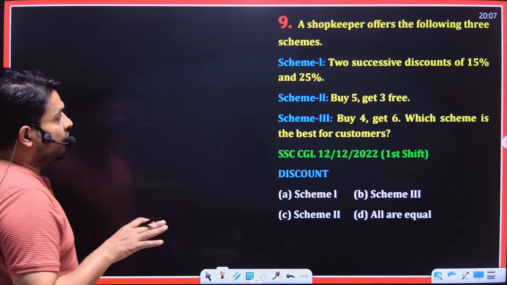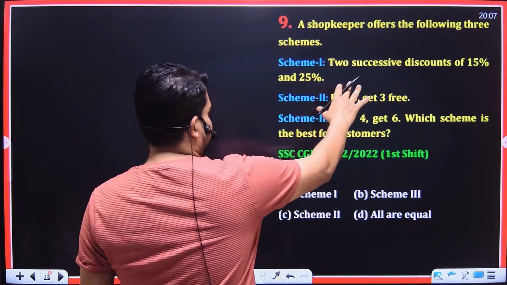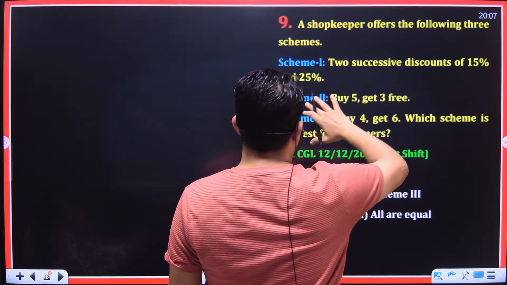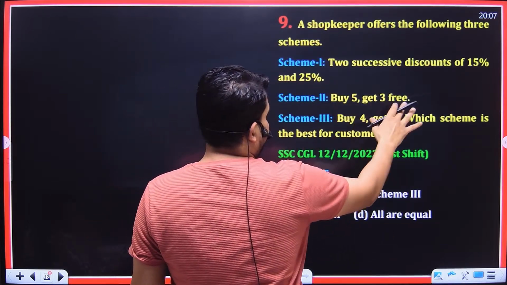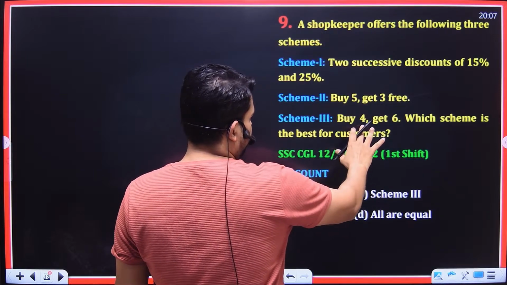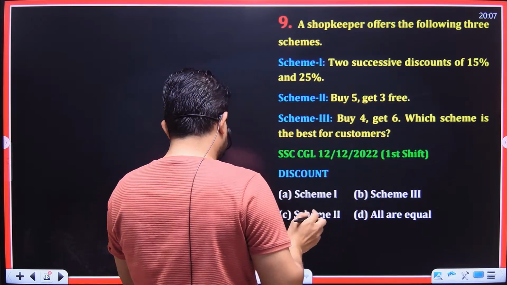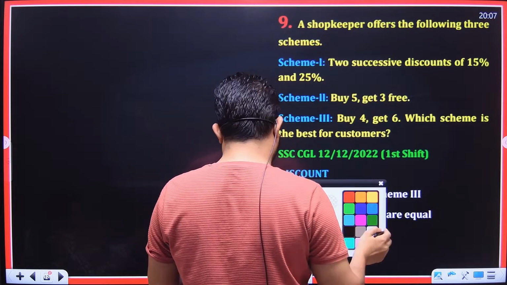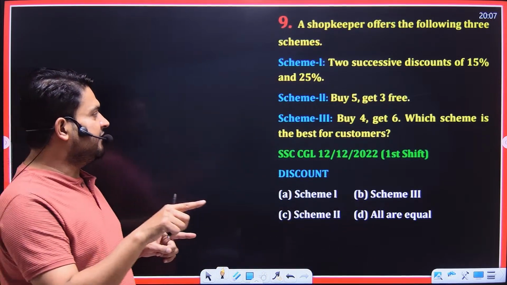A shopkeeper offers the following 3 schemes. Scheme first, 2 successive discounts of 15% and 25%. Second, buy 5 get 3 free. Third, buy 4 get 6. Which scheme is the best for the customer? On which scheme will the customer get the maximum discount, beneficial for him?